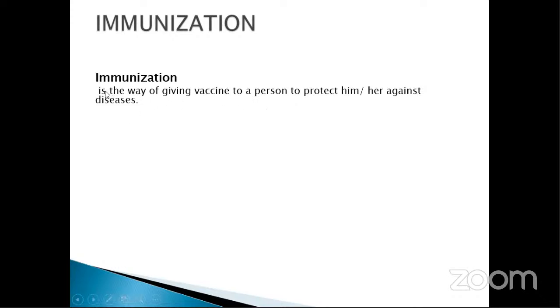So here we simply say immunization is the way of giving a vaccine to a person to protect him or her against diseases. A way of giving a vaccine. A vaccine is that medicine that is given in order to control a certain disease like polio. If you don't want to get polio, you have to give your child polio vaccine. As simple as that.